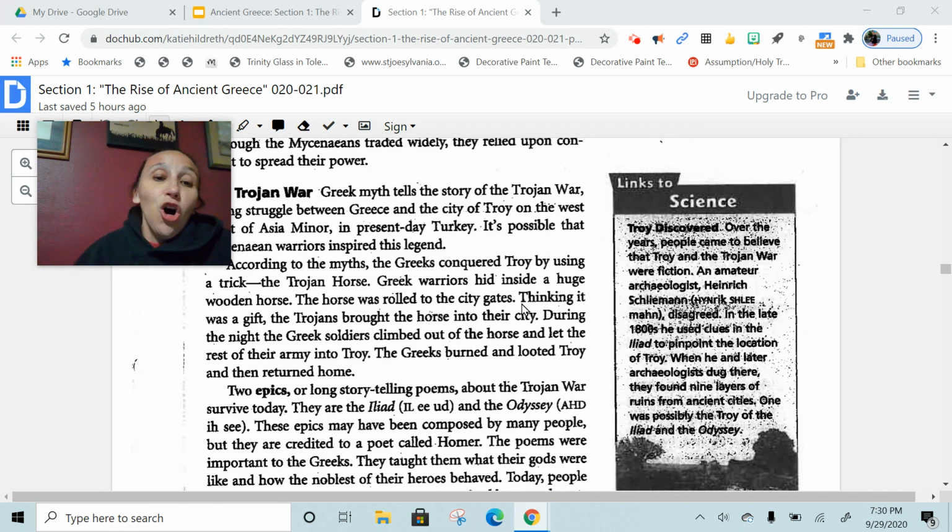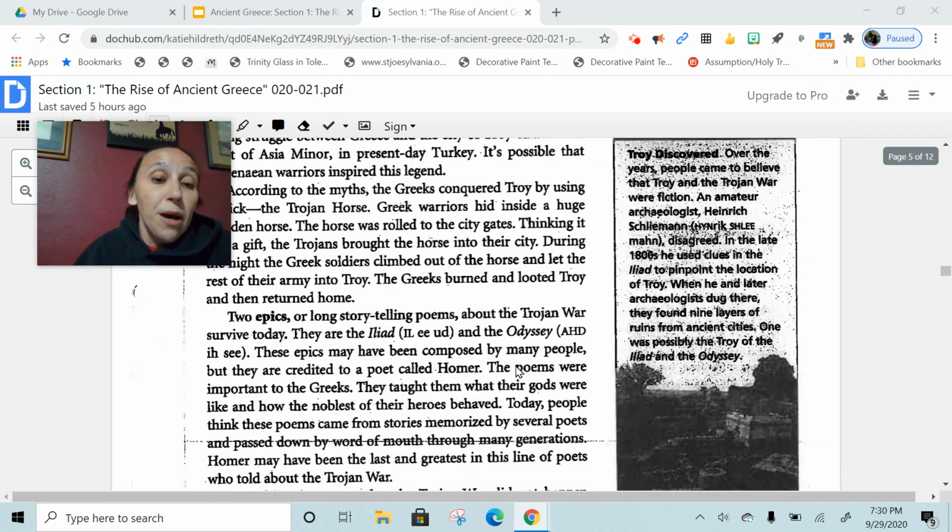2 epics, or long storytelling poems, about the Trojan War survive today. They are the Iliad and the Odyssey. These epics may have been composed by many people, but they are credited to a poet called Homer. The poems were important to the Greeks. They taught them what their gods were like and how the noblest of their heroes behaved.